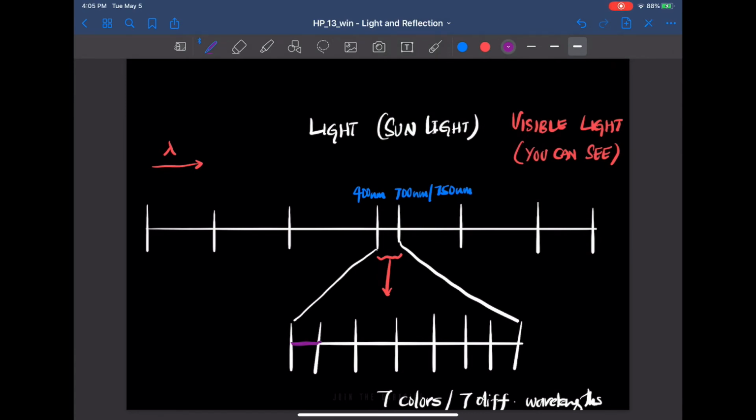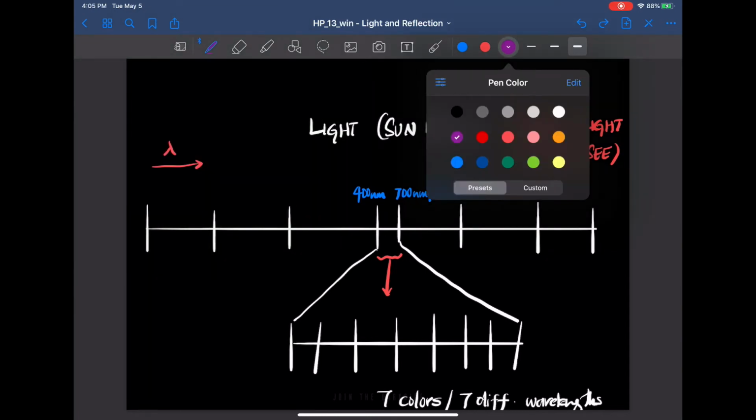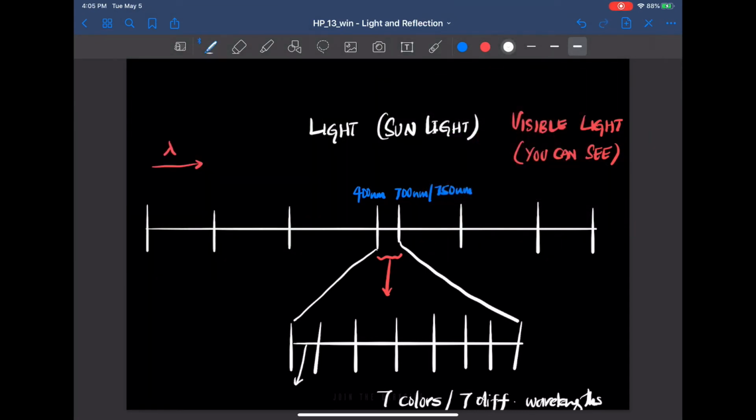So the first light here is violet. The second light here is indigo. The third light here is blue. The fourth light here is green. The fifth light here is yellow. The sixth light is orange. And the seventh light is red.